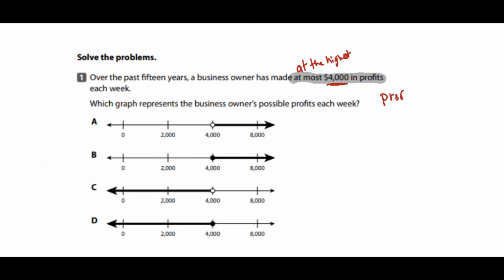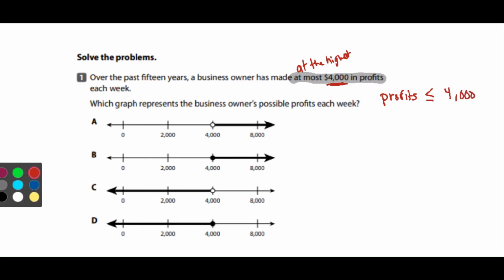The profits are at most $4,000. So that means it has to be less than, and we have to ask ourselves, is 4,000 included in the solution? It says at most, so yes it is. So I'm going to put an equal to line there, and then I'm going to put 4,000 as the most.